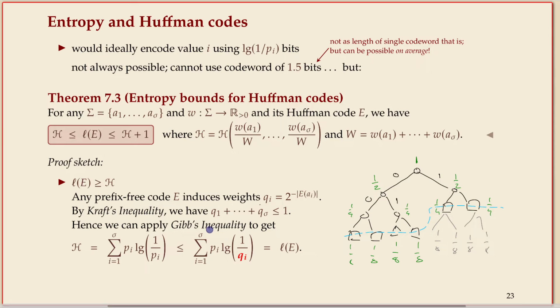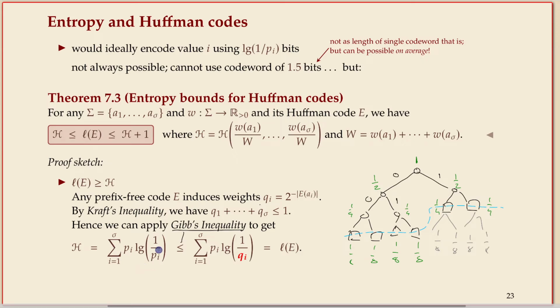Then there's another inequality, Gibbs inequality, that applies here. I don't want to prove it, but it's a standard result in probability theory, so let's just use that as a black box. It says when you have something that sums up to at most 1, then you can replace in the entropy formula the p's here by the q's there. That's Gibbs lemma, Gibbs inequality.